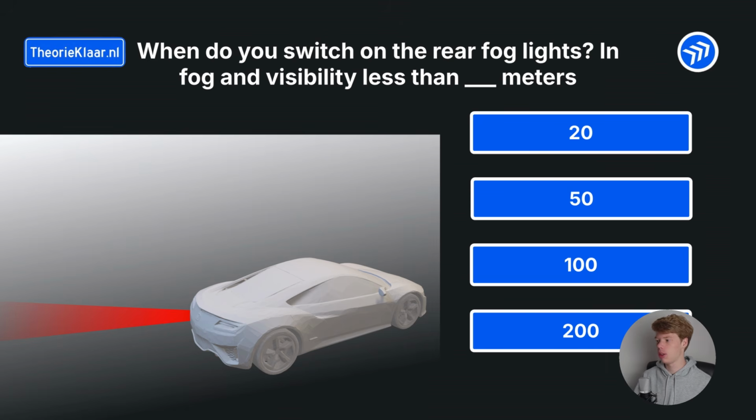And when do you switch on the rear fog lights? In fog and when visibility is less than how many meters? 20, 50, 100 or 200 meters? Then the right answer is 50 meters. So you switch on the rear fog lights if visibility is less than 50 meters.